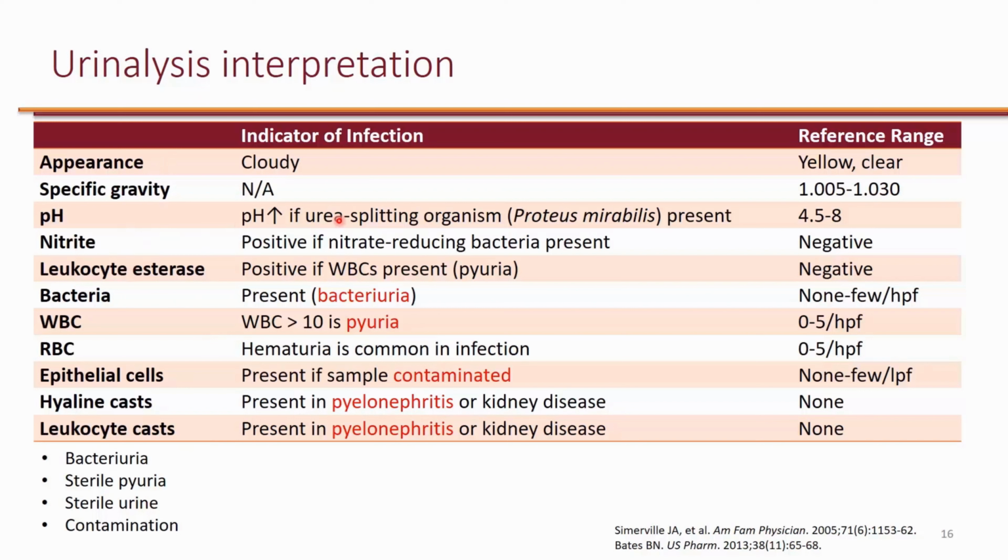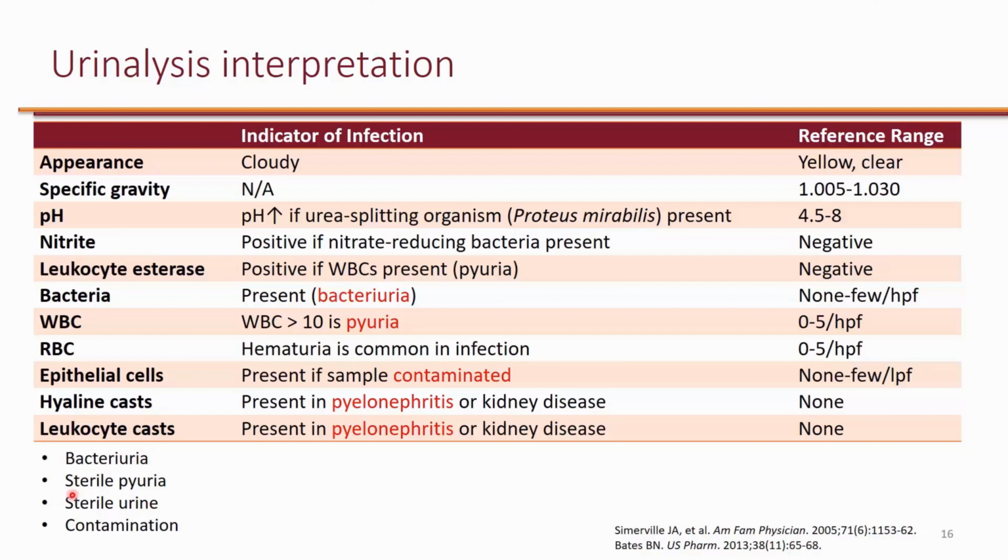Let's see what else I didn't talk about. Oh, the pH. Some organisms such as Proteus mirabilis are capable of splitting urea, which will increase pH. So occasionally you will see that the pH will be higher than the normal range, and that kind of helps you suspect Proteus mirabilis when you choose antimicrobial agents.